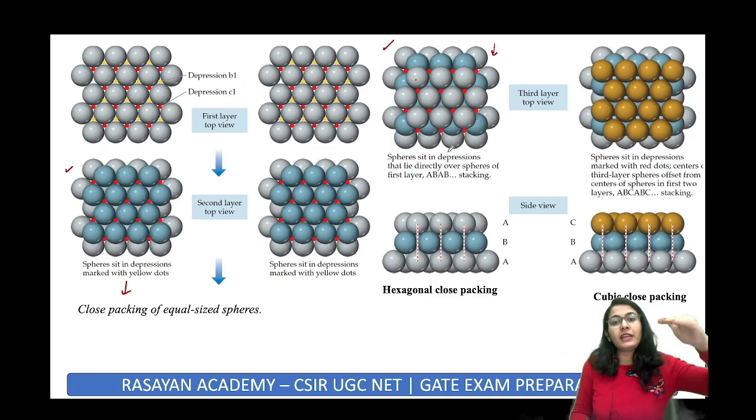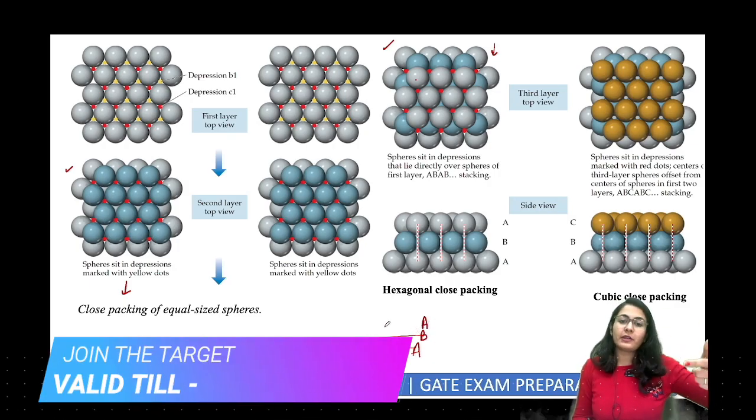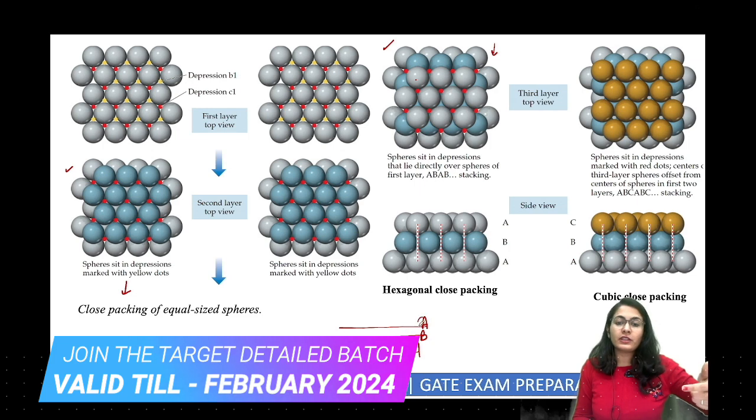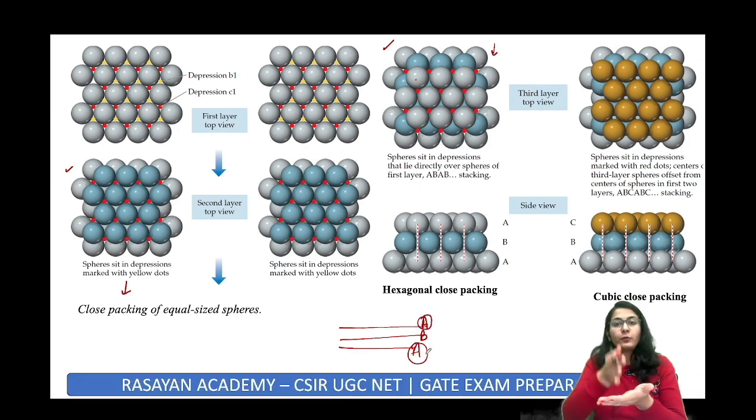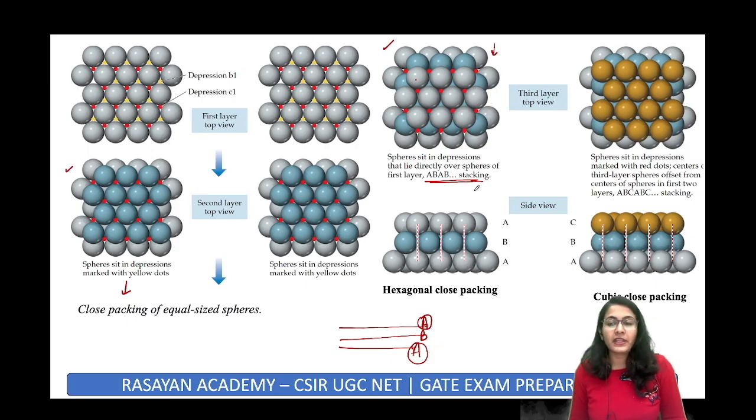We call this AB packing. So there was a layer A, the layer B was on the depression of A, and layer A again is coming, which is going to be on the depression of B. So these A atoms are going to be exactly on top of each other. This is known as AB kind of stacking.